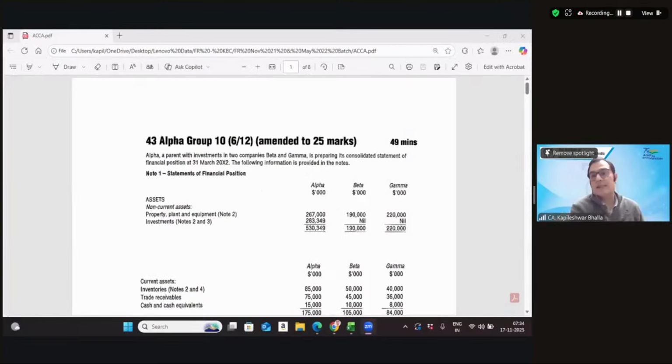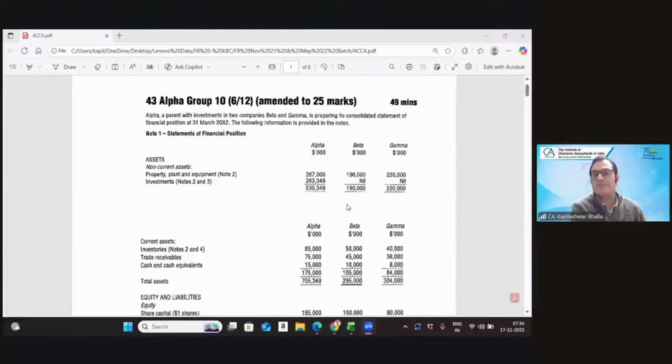So here was the question, and the estimated time to do this question is around 49 minutes, but we might, of course, spend much more than that. The reason in this particular case is that this question contains a lot of adjustments, which I need to explain. And I know this is mentioned as 25 marks. We do not get questions which are 25 marks. So again, the idea is to do a question which contains a couple of good levels of adjustments.